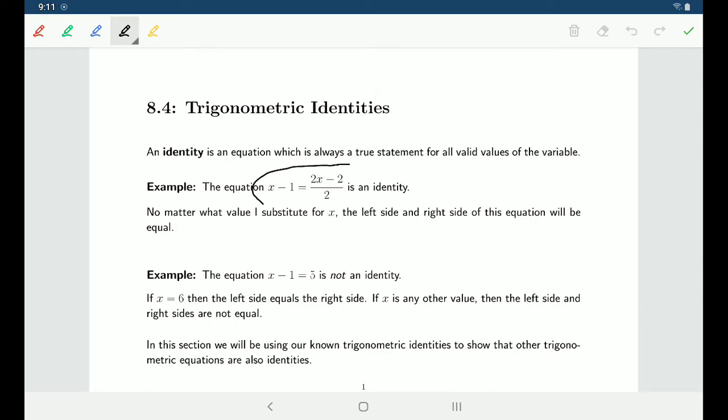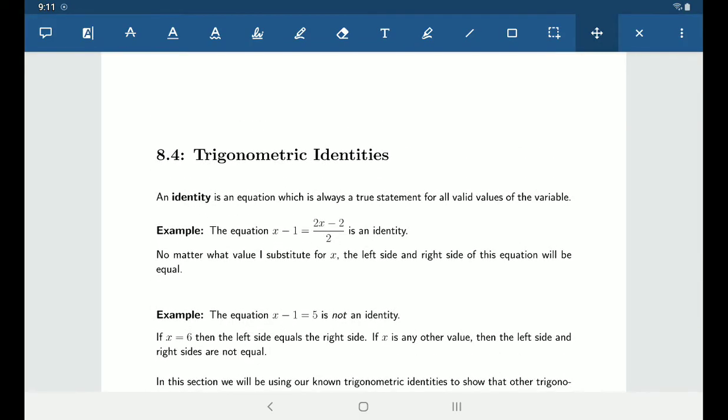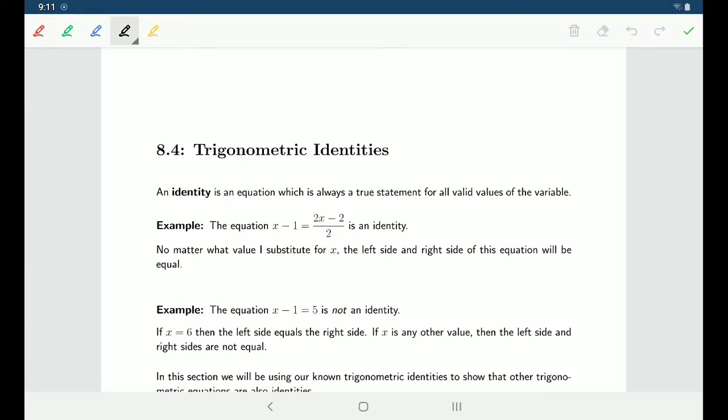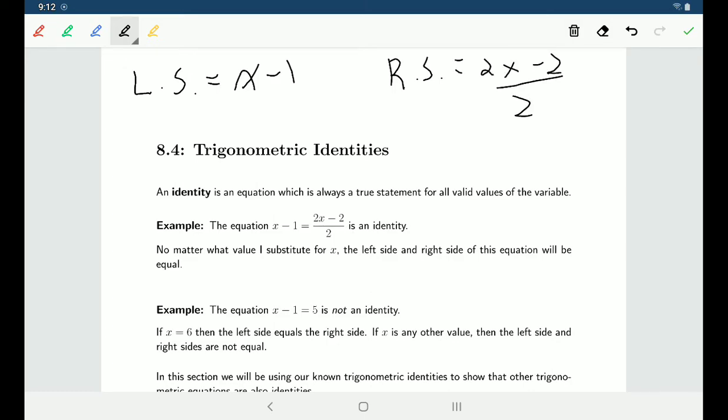So something like this, x minus 1 equal to (2x minus 2) over 2, that's an identity because no matter what value you put in for x, the left side and the right side will always be equal to each other. And we can see that if we examine the left side and the right side separately. The left side is just x minus 1, and the right side, that's (2x minus 2) over 2. If you were to simplify that, dividing top and bottom by 2, you would be left with (x minus 1) over 1, and of course that's the same thing as just x minus 1, which is the left side. So in other words, the right side is always equal to the left side no matter what value for x we put in.